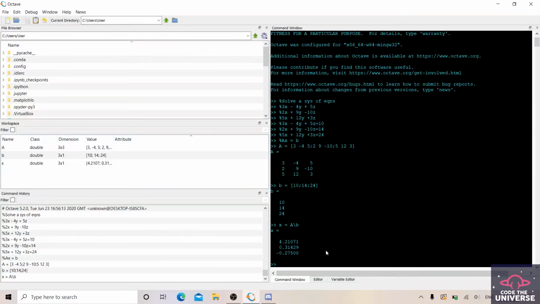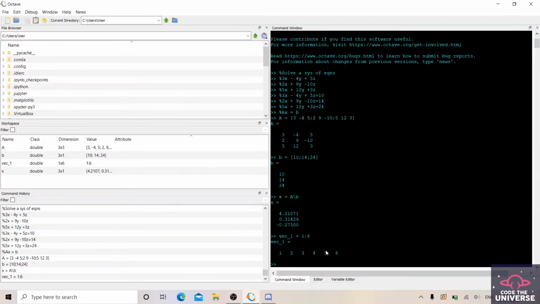Let's say there's this random vector, vec1, which I want to declare, having the numbers 1 to 6. What I'm going to do is use 1 colon 6, and my vec1 will be equal to 1 2 3 4 5 6. So that's just a simple way of doing that. But you can also use another term over here, which is that if I'm going to give it as say 1 colon 0.2 colon 6.